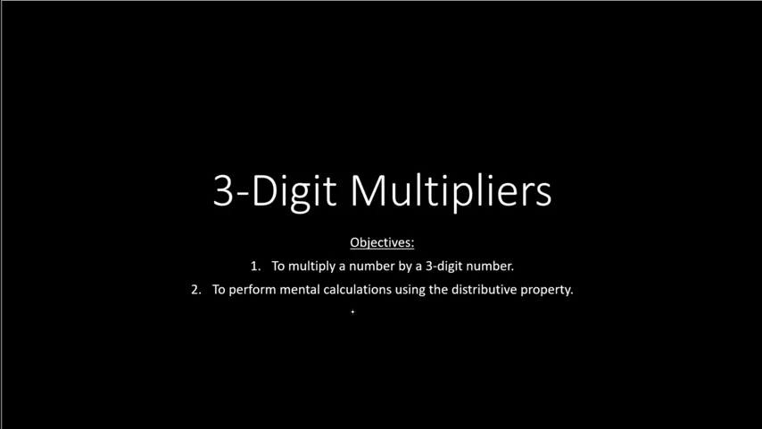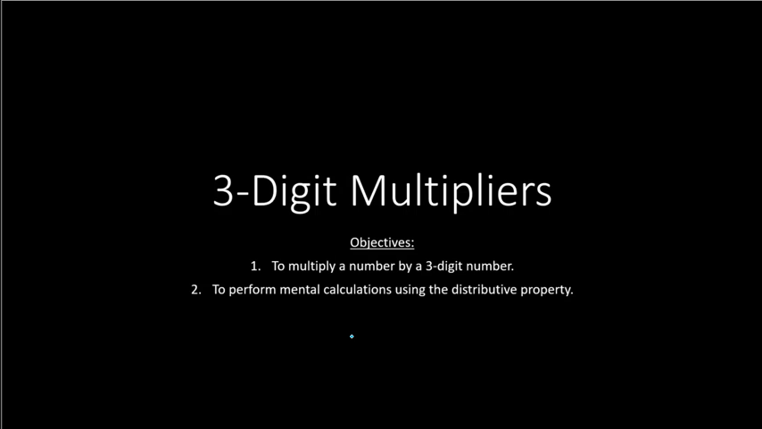In this video, you will learn how to multiply a number by a 3-digit number and also how to perform mental calculations using the distributive property. So to multiply by a 3-digit multiplier, we need to first know how to multiply by a 1 or a 2-digit multiplier. So if you're still struggling with any of those concepts, make sure you go back and review how to do multiplication with 1 or 2 digits.